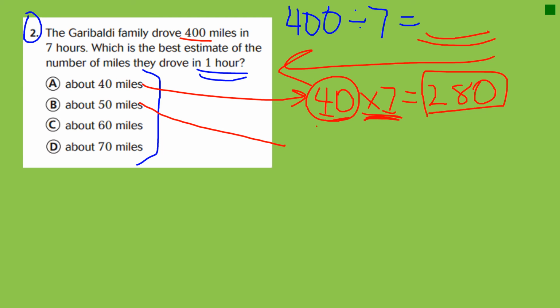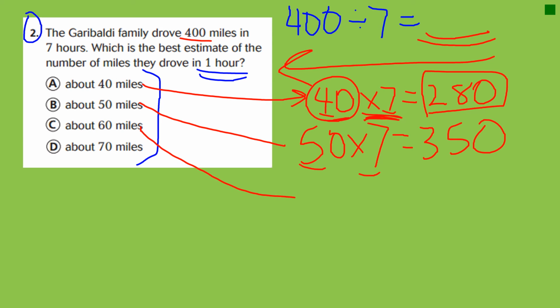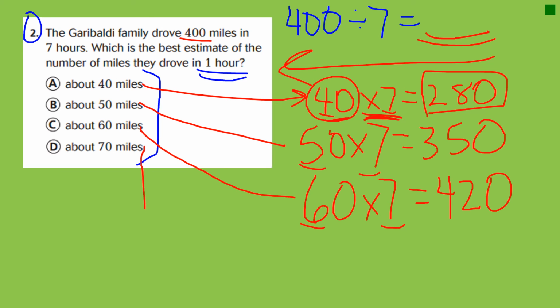Let's try 50. 50 times the 7 hours, 5 times 7. Well, that's pretty close. 350. Okay. 60 miles per the 7 hours. 6 times 7 is 42 with this. Oh, that's very close. Okay. So for D, it's 70. 49. Well, that's pretty far off too.